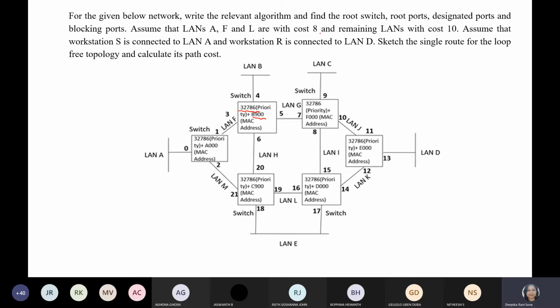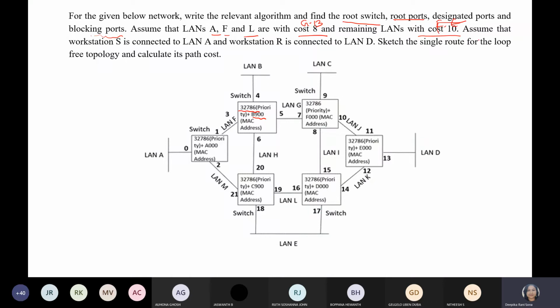So from this question itself we can see that we have to solve this question with the spanning tree algorithm. Here it has not mentioned which algorithm you have to use, but from the question you have to guess that this belongs to the spanning tree algorithm, because it has asked to find root switch, root port, designated port and blocking ports. This belongs to the steps of the spanning tree algorithm. And one more hint, LAN A, F, L are with cost 8. It means this is the gigabit cost. And LAN with cost 10 is the fast Ethernet cost.